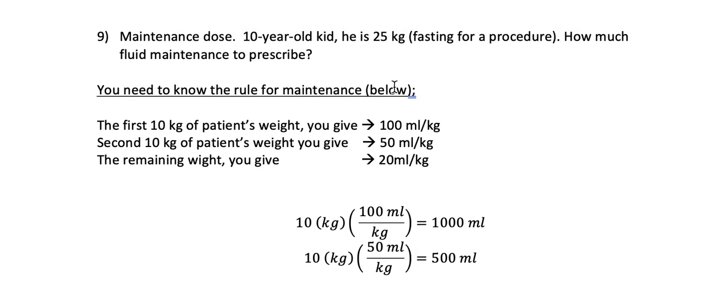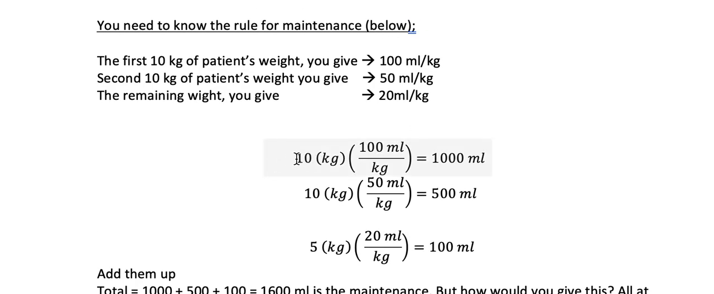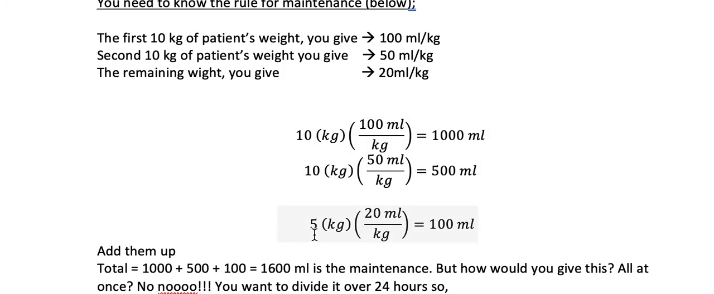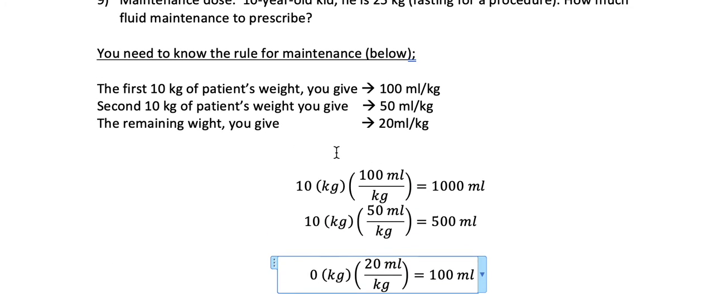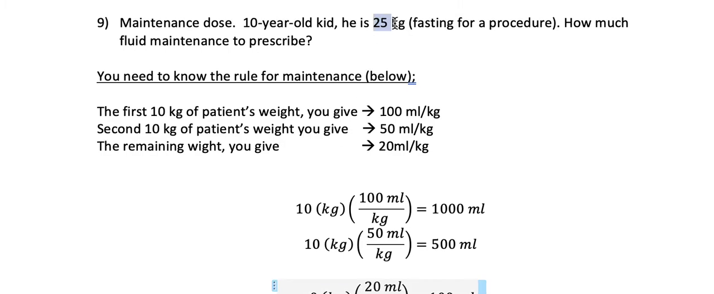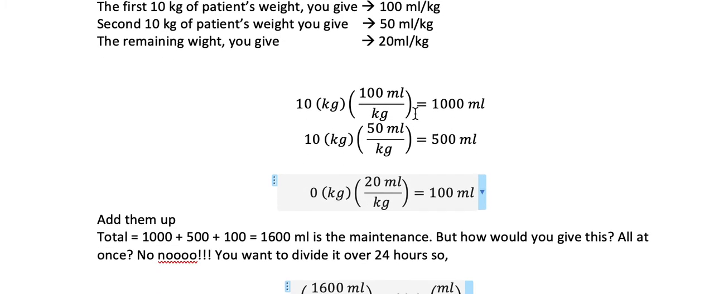Okay, let's say he was 20 kilograms, what would you do? This would be 10, multiplied by that. This also will be 10, and you multiply by that and you get this number. What are you going to do about the rest? 10 plus 10 is already 20. Do you have a remainder? No, so this comes down to 0, because you want this plus this plus this to add up to his total weight up here. If I told you he was 20 kilograms, you don't even need to calculate the last one. Just calculate these two, add them together, done.